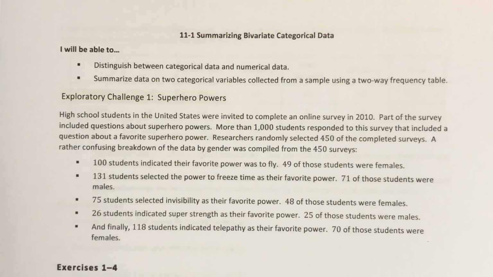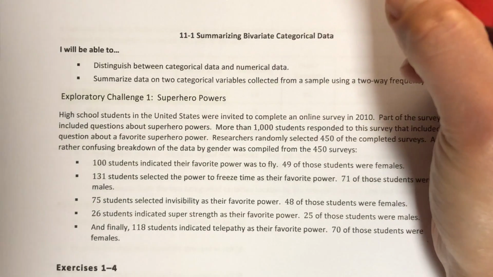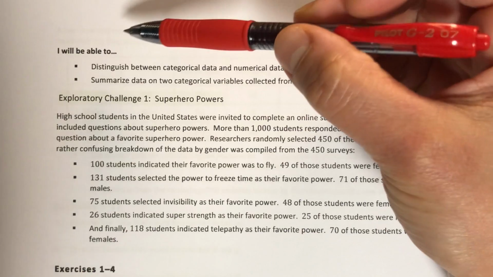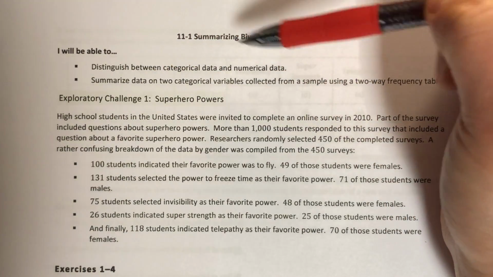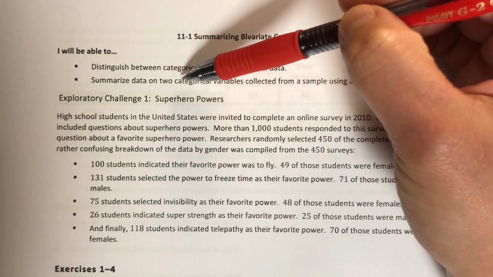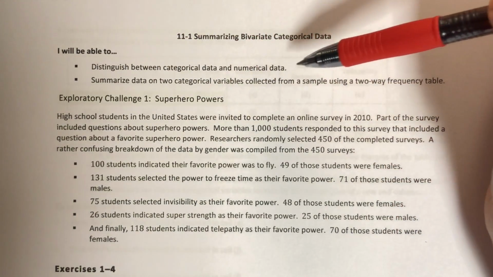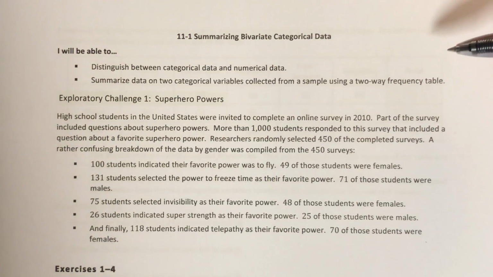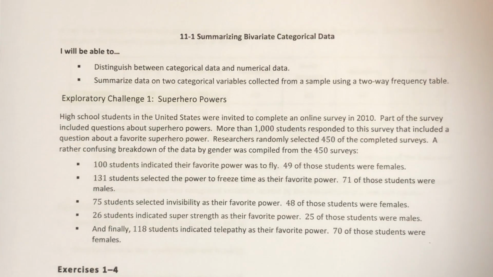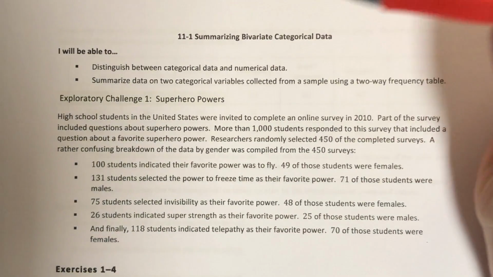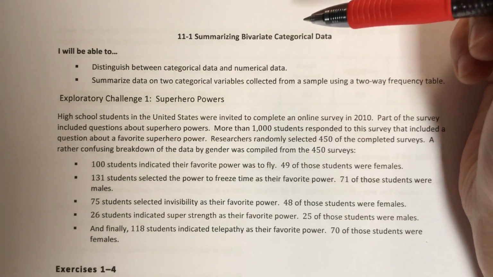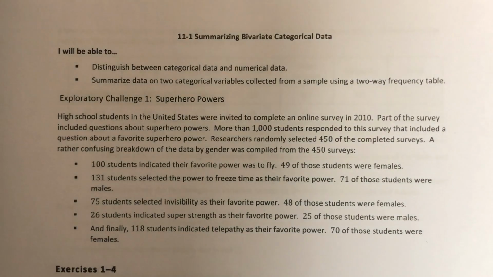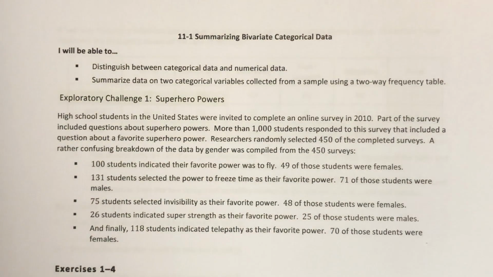Alright guys, Unit 11 is going to be about bivariate data, and today we are going to learn how to distinguish between categorical data and numerical data and summarize data on two categorical variables collected from a sample using a two-way frequency table. Well, lots of words today, but because bivariate data is going to be very important for our unit, let's start with describing what that vocabulary means.